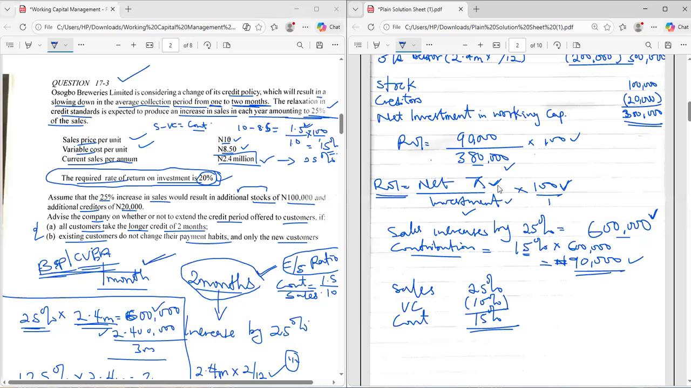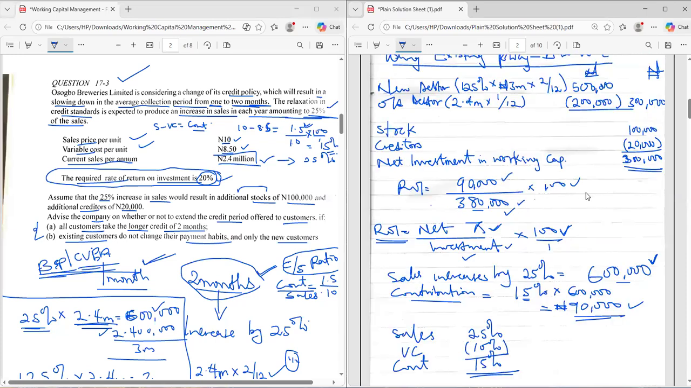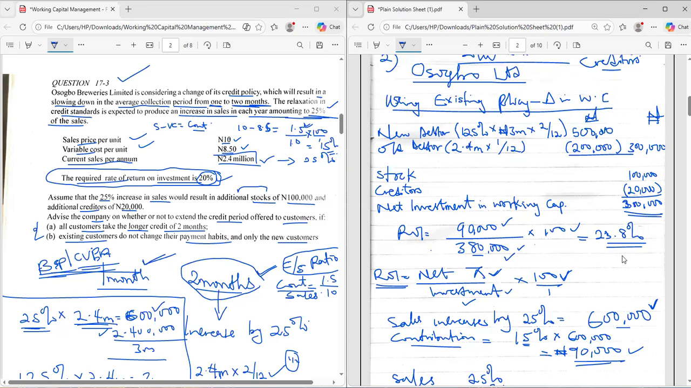So 90,000 divided by your 380 times 100. What did you get? What did anybody get? So, sir, 23.68. 23.68 percent. Okay. Compare it with the 20% that shareholders are expecting.